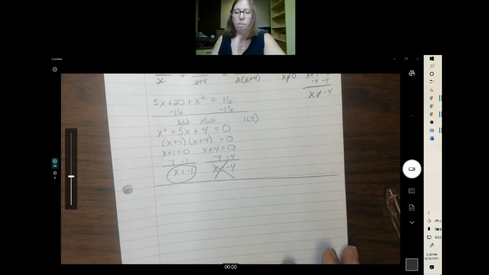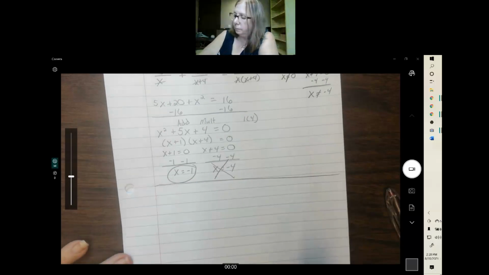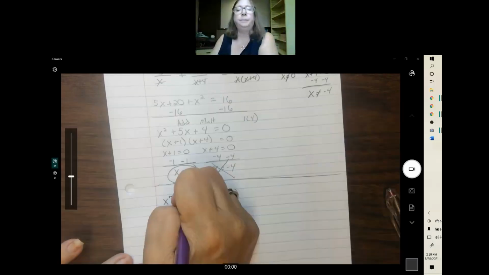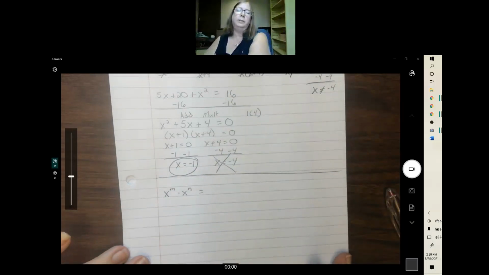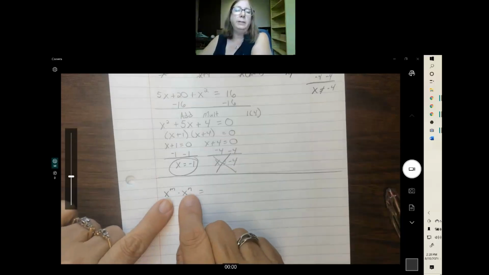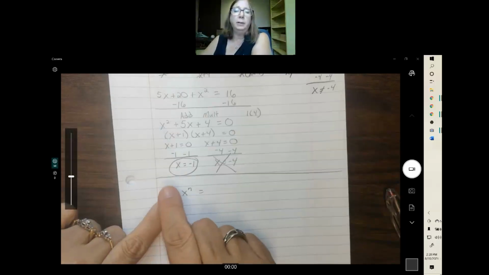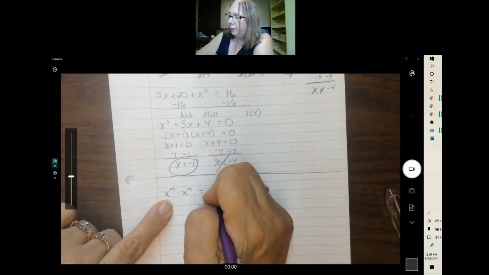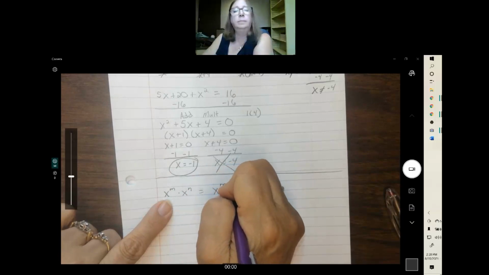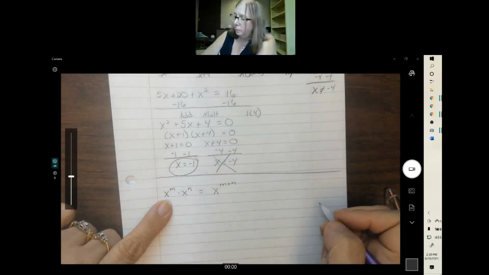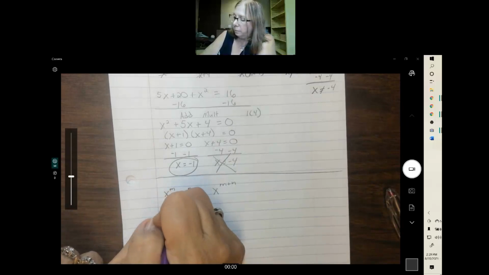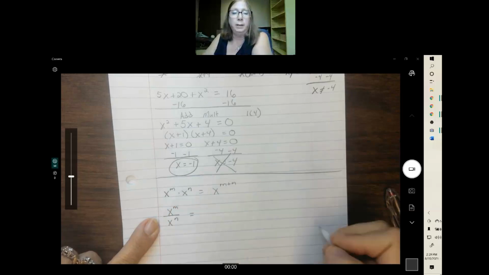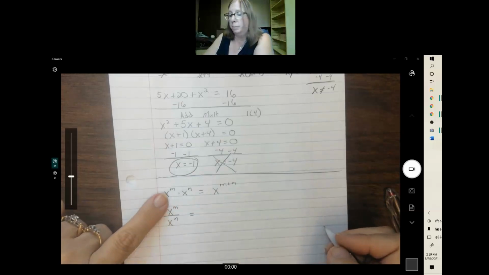Exponents. When you're working with exponents, if you're multiplying the base, you add the exponent. Your base in this case is the x's. So you would add m plus n. When you're dividing, you subtract them. Top minus bottom.